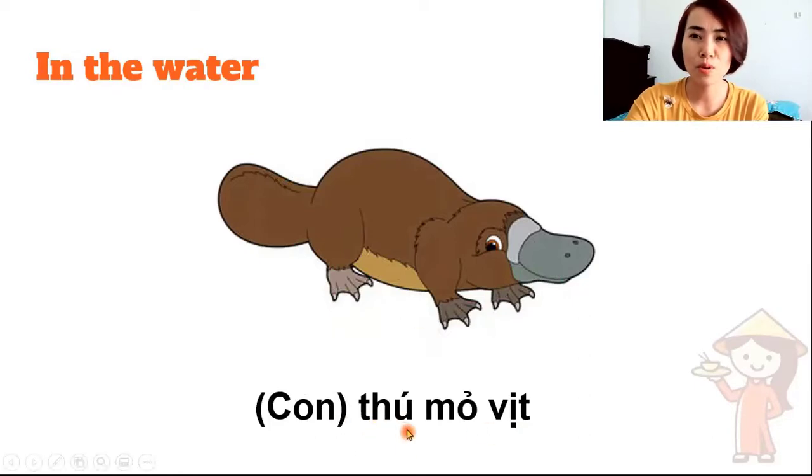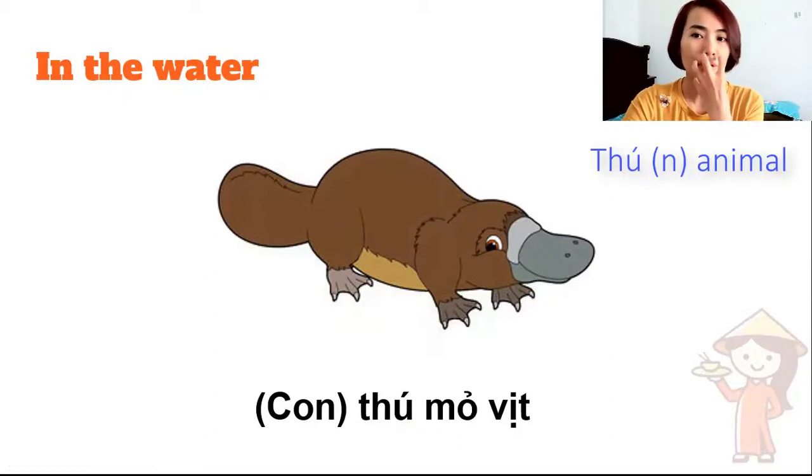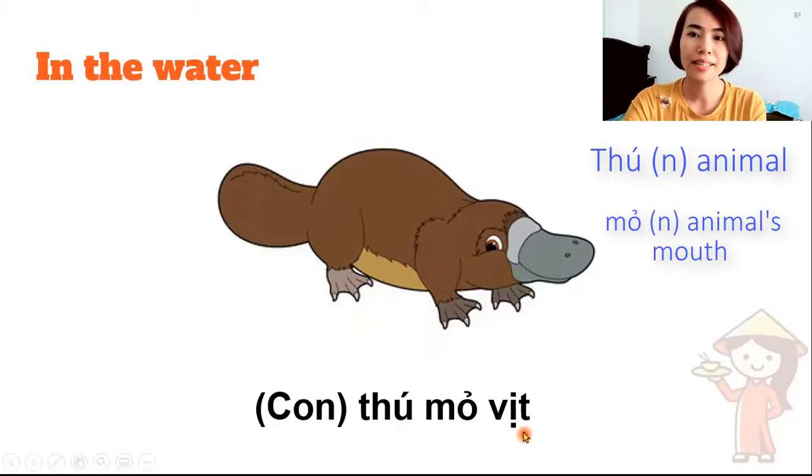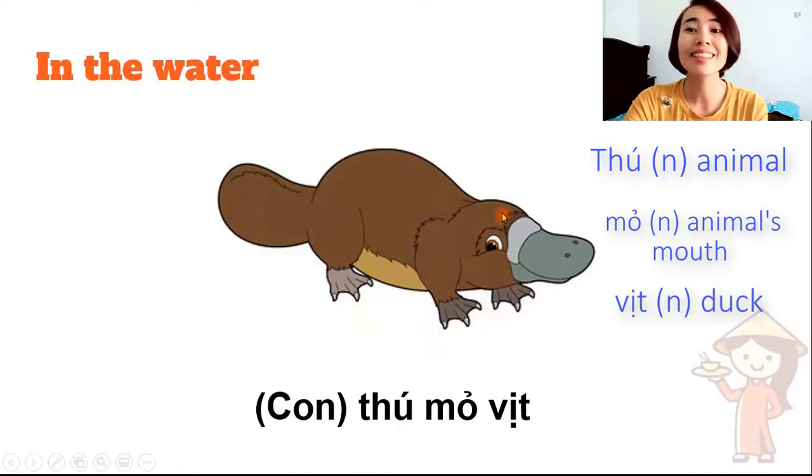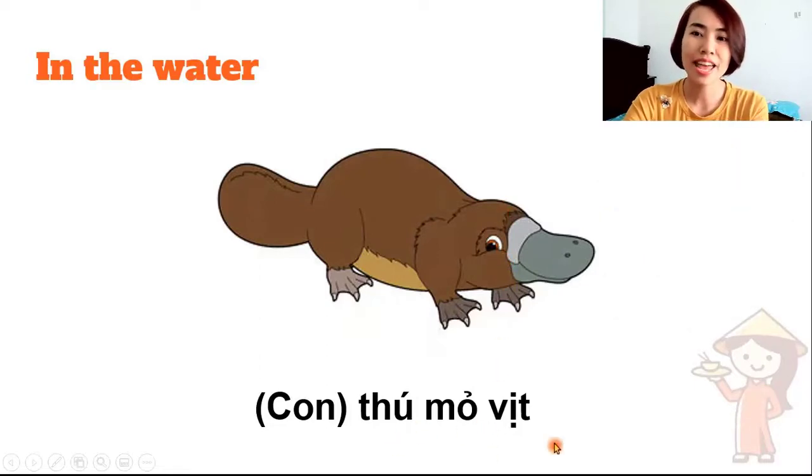It has 3 syllables already. So thú is the noun for animal too, and mỏ is the mouth of the animal. Vịt is the noun for the duck. Do you see that it has a duck mouth? That's right. That's why we call it thú mỏ vịt. So the name is easy to retain, to imagine what it looks like already. Thú mỏ vịt, combined from the words that you already knew.